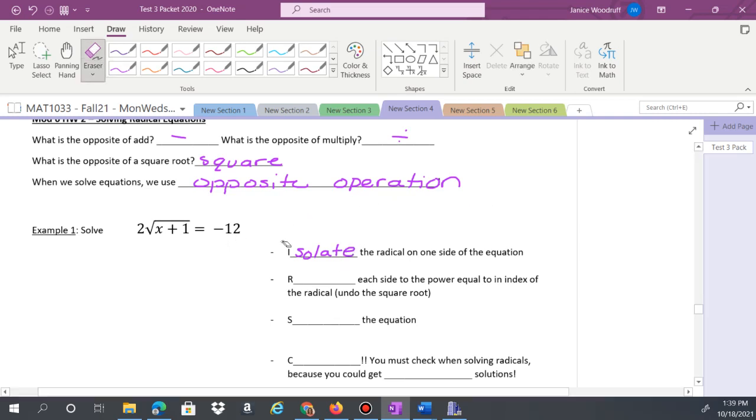Isolate. Then R is going to stand for raise. S for solve. C for check.